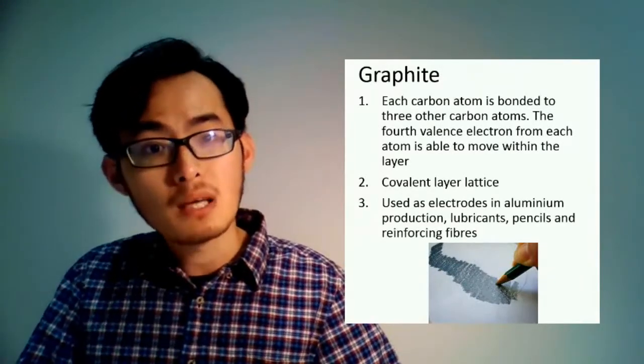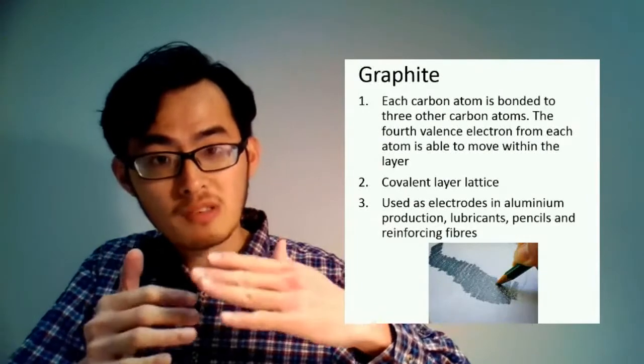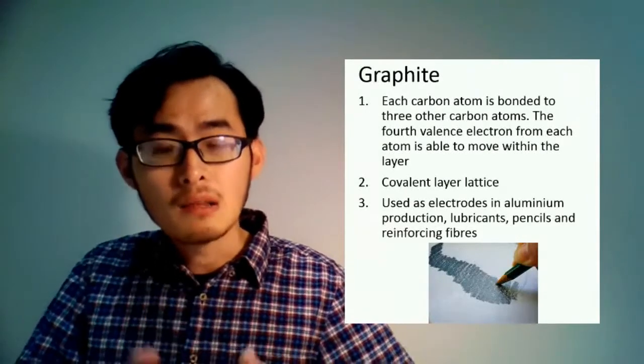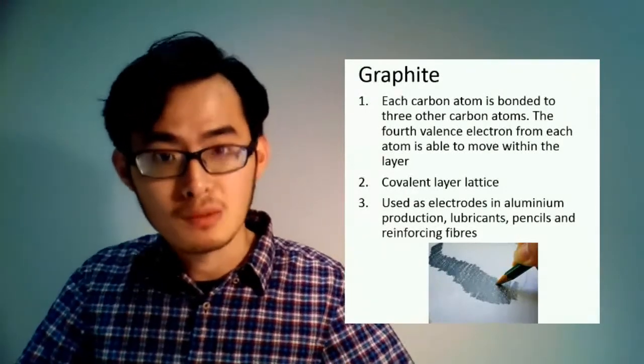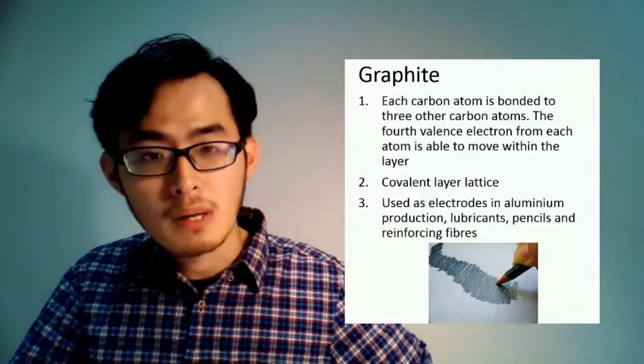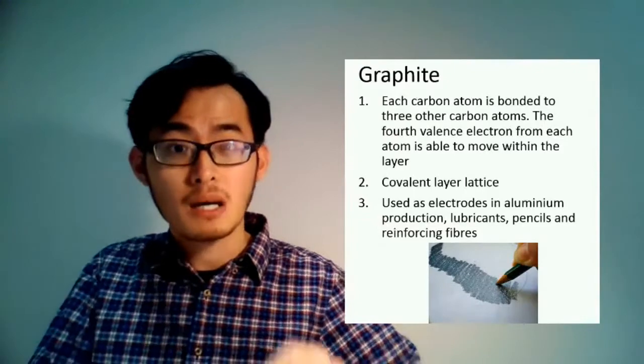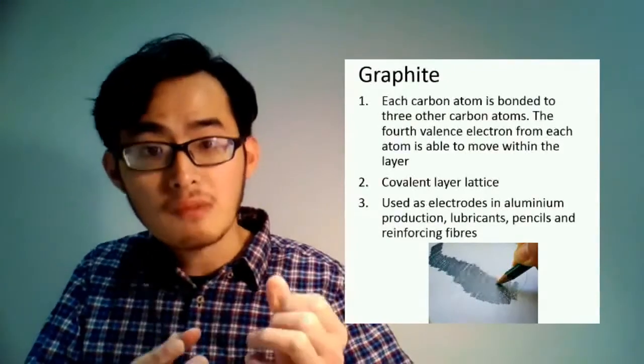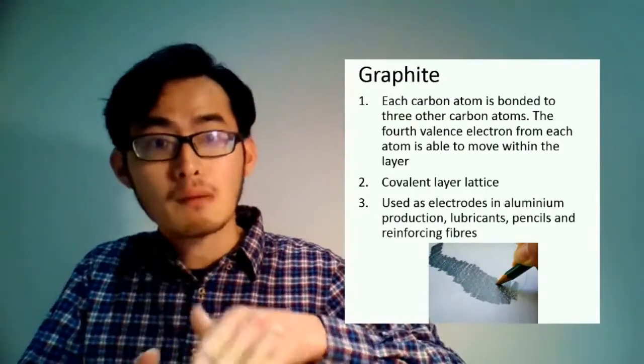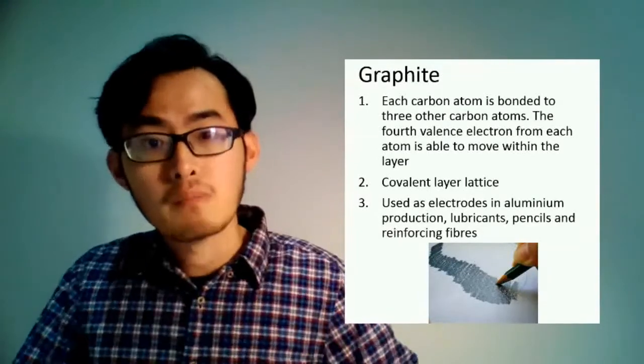Why can it be used as pencil lead and lubricant? Because of its ability to slide past one another, which is the reason why if you pick up a pencil today and scribble on paper, you can write on the paper. The reason is that graphite is being slid out of that particular pencil.